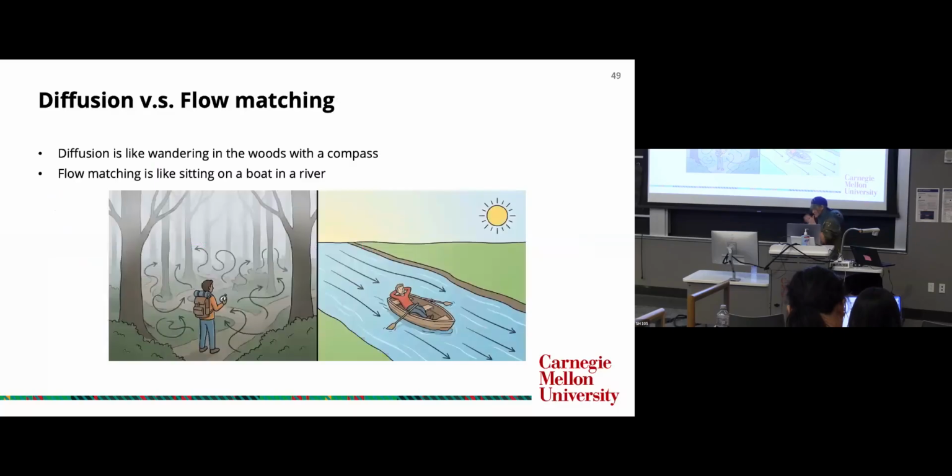So just to summarize everything, what's the difference between diffusion and flow matching in this context? Diffusion is like wandering in the woods with a compass in your hand. You kind of know which direction you're going, but you're still exploring a little bit, random walking a little. Whereas for flow matching, you don't really do random walking anymore. You just sit on the boat and go down the stream on the river. So this is conceptually what is happening.